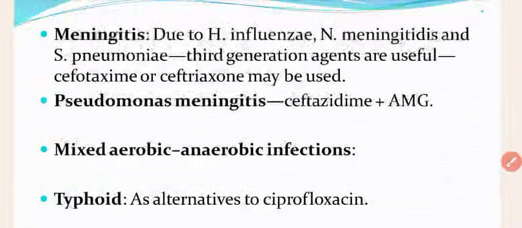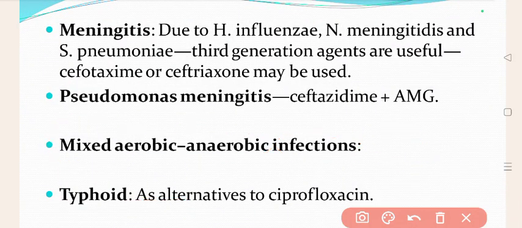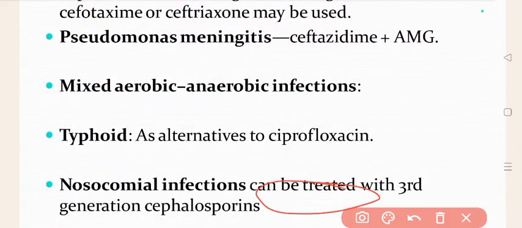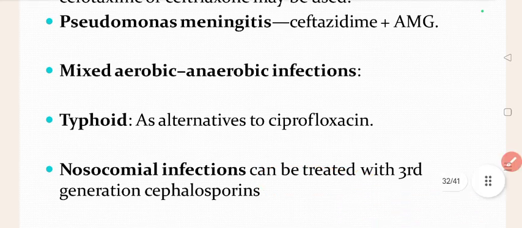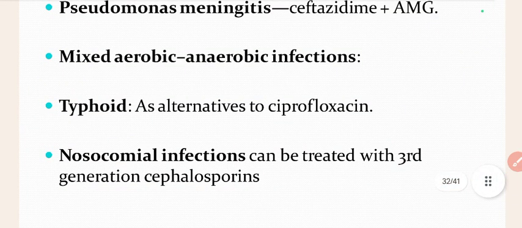Nowadays for typhoid, it is used as an alternative to ciprofloxacin. Mostly it is treated with ceftriaxone as an alternative to ciprofloxacin. Nosocomial or hospital acquired infections can be treated with third generation cephalosporins. Okay, so these are the adverse effects and therapeutic uses of cephalosporins.